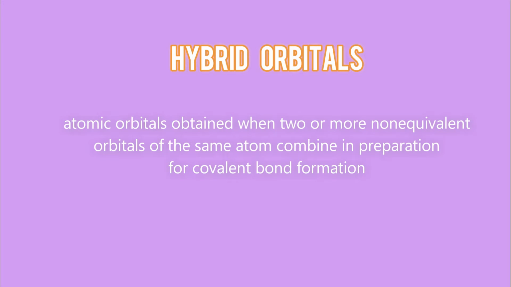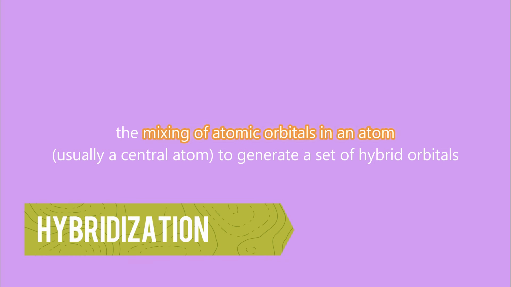To explain the bonding in methane, valence bond theory uses hypothetical hybrid orbitals, which are atomic orbitals obtained when two or more non-equivalent orbitals of the same atom combine in preparation for covalent bond formation. Hybridization is a term applied to the mixing of atomic orbitals in an atom, usually a central atom, to generate a set of hybrid orbitals.